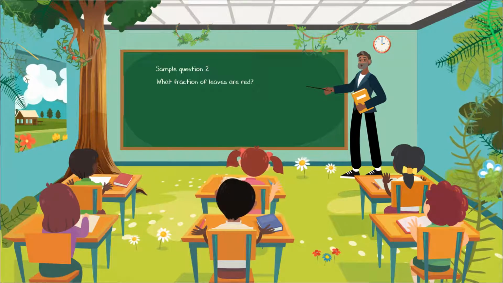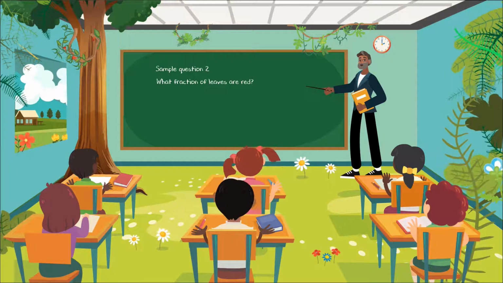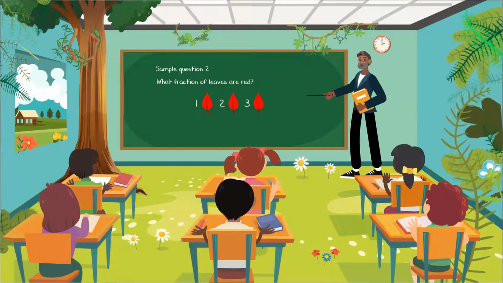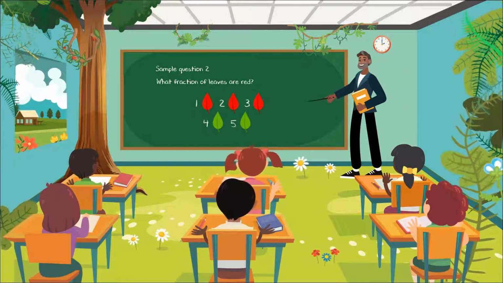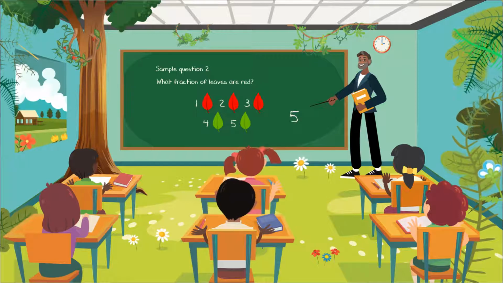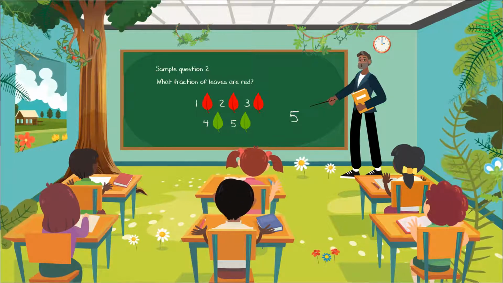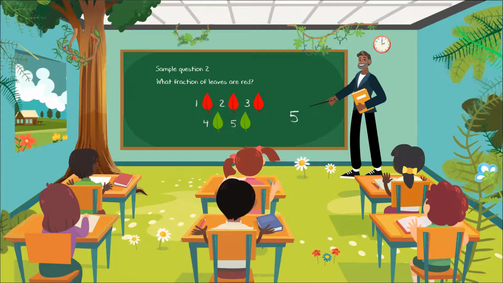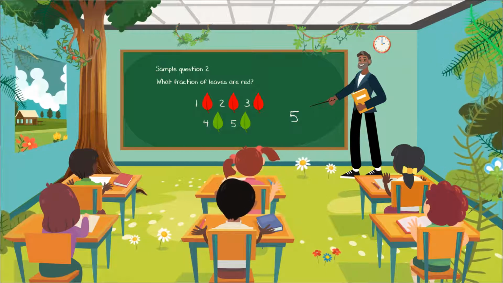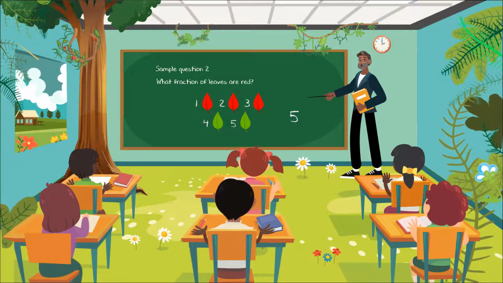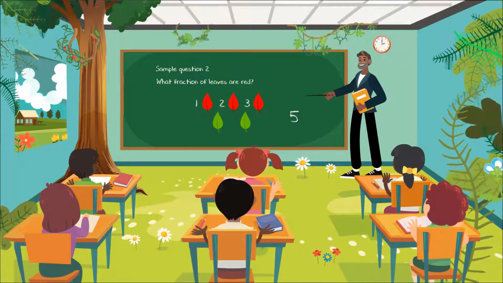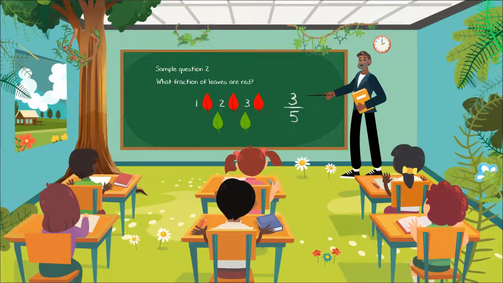What fraction of leaves are red? Count the total number of pieces in the set. 1, 2, 3, 4, 5. 5 is the number we call the denominator, the bottom number. How many leaves are red? This number is called the numerator, the top number, just the parts we are looking at. Let's count. 1, 2, 3. So we write it like this: 3/5 of the leaves are red.